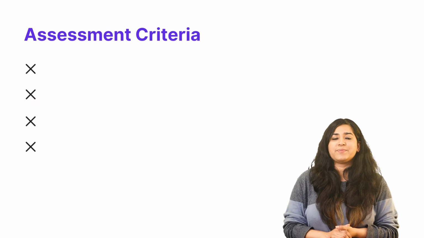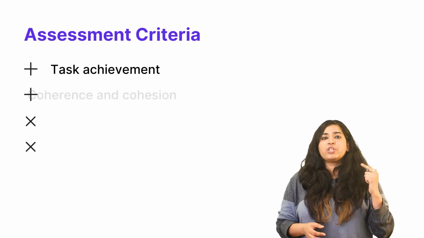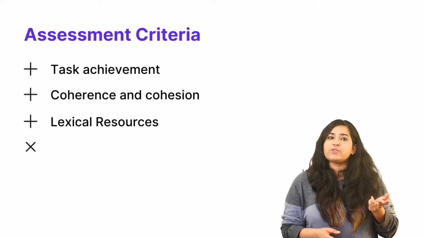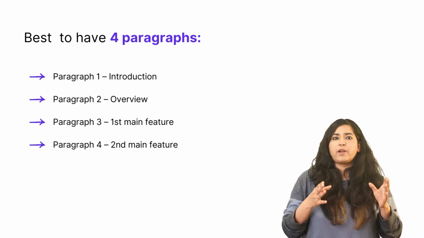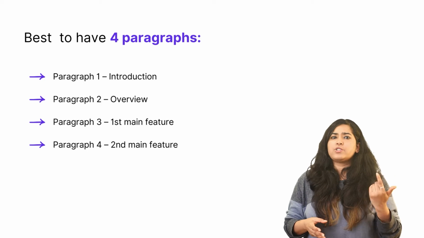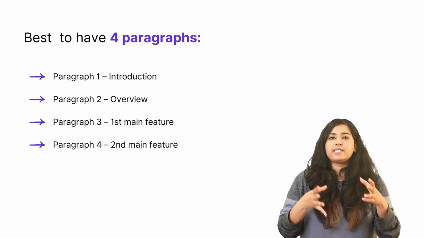While we do this, we're going to keep the assessment criteria in mind as well to help us. To recap, you will be marked on the following: task achievement, coherence and cohesion, lexical resources, and grammatical range and accuracy. During the exam, it will be a little difficult to keep the criteria in mind, which is why practicing as much as you can will help you figure out how to tie your answer together. As we discussed in the previous lesson, it's best to have 4 paragraphs. Just to recap, paragraph 1 would be your introduction, paragraph 2 would be your overview, paragraph 3 will be your first main feature, and paragraph 4 your second main feature.